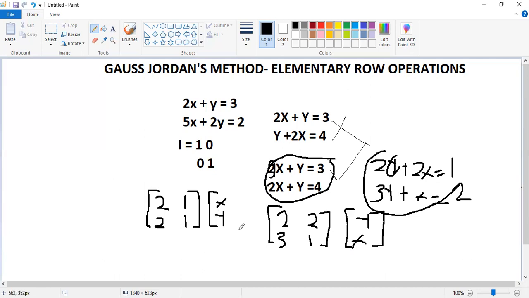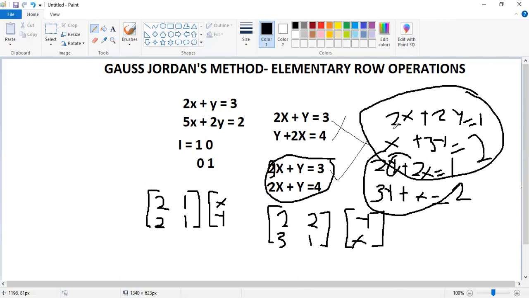If you want to write it this way, then you have to rewrite your equation, and then the x must come first. Then you get 2x plus 2y is equal to 1. Then the x will come in x plus 3y is equal to 2. So when you change it this way, then it means that the coefficient grouping will also change. That means it becomes 2, 2, and then 1, 3. That's when you can bring the x and the y.